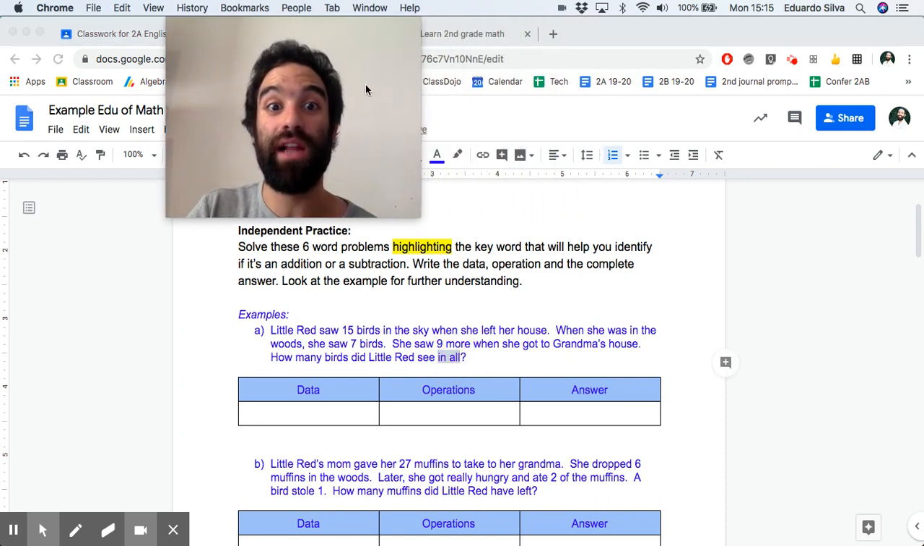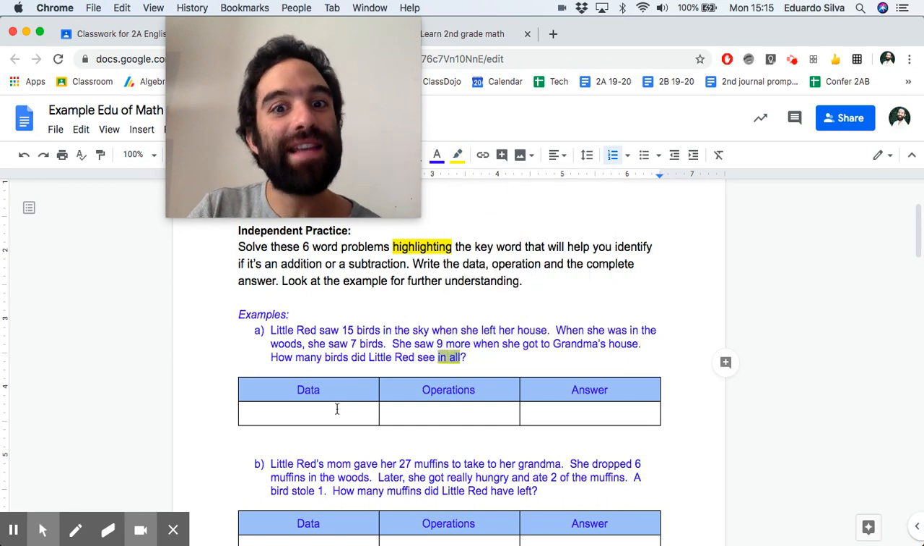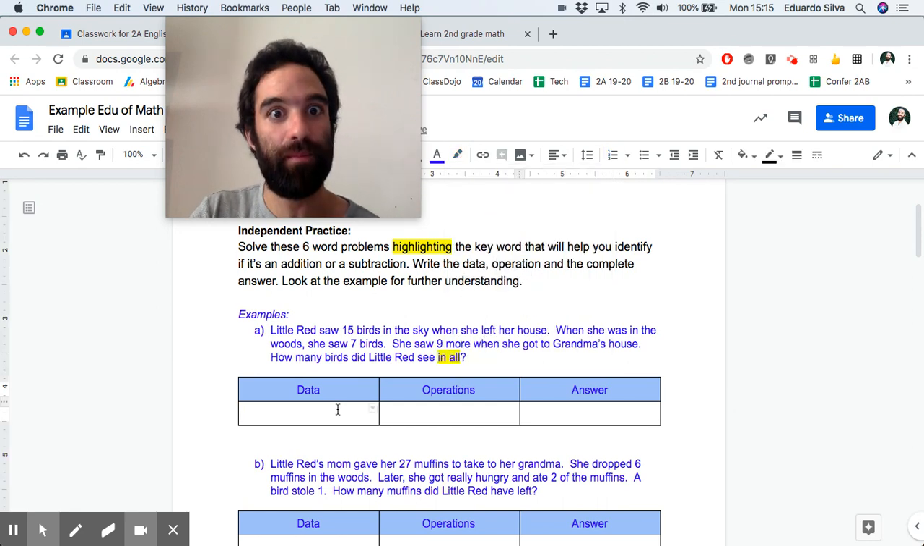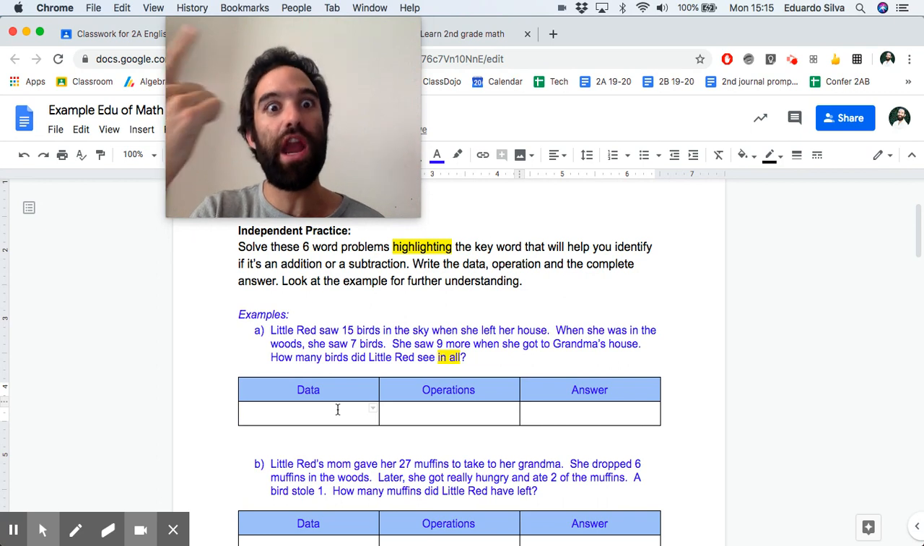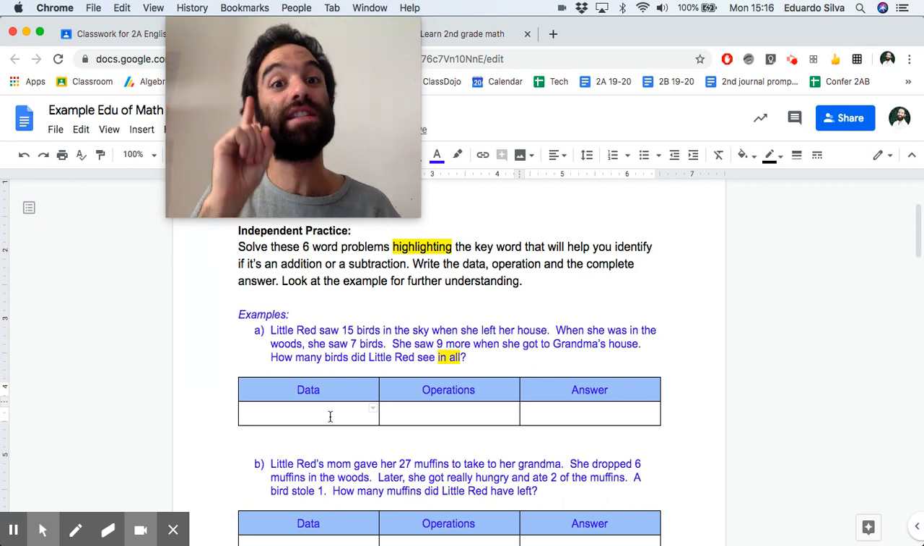So we can highlight it right here using this guy. And that tells us that it's an addition problem, okay? So we highlighted our keyword and know it's an addition problem. Now let's move on to the data. What is data? Data is the first step.